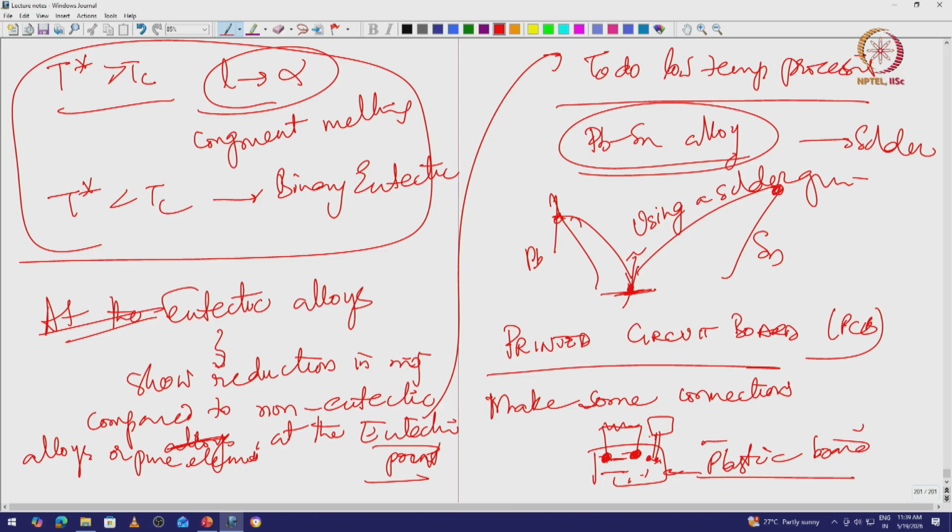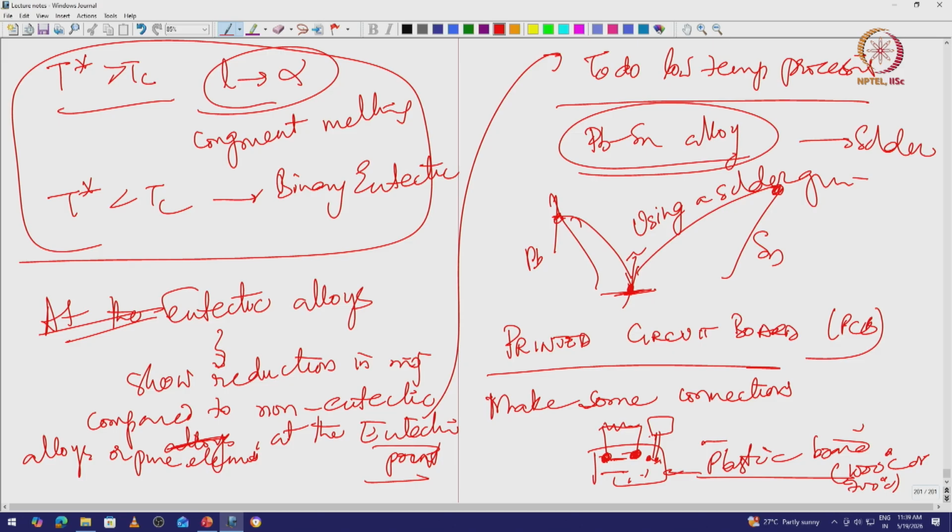Otherwise, please take a look at it. So, this is a plastic board. Heating it up to 1000 degrees Celsius or 700 degrees Celsius is hard, as I will start destroying the plastic. So, rather, I want to heat it to as low a temperature as possible.